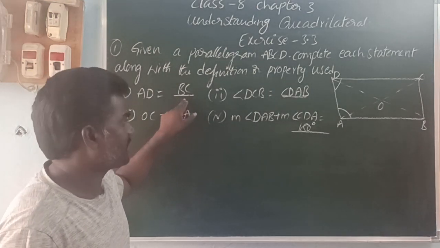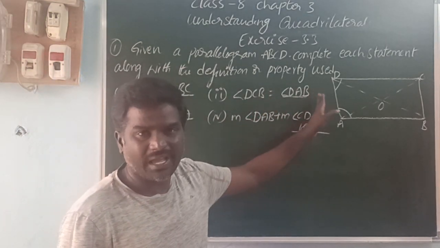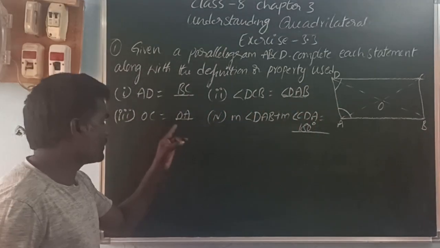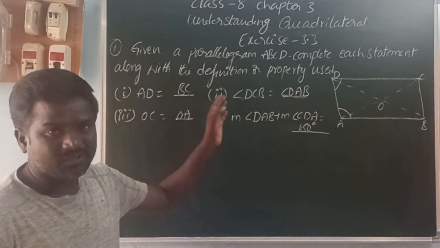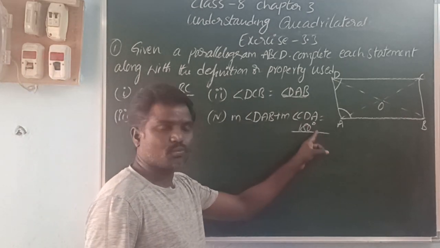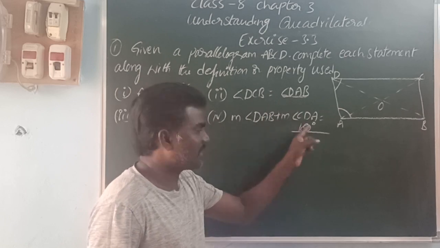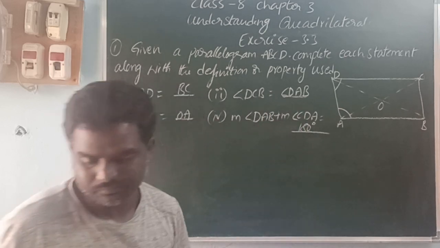So the first one is AD is equal to BC. Why? Opposite sides are equal. The second one is DCB is equal to DAB. Why? Opposite angles are equal. Next, OC is equal to OA. Why? Because the diagonals bisect each other. Next, these two angles are how much? 180 degrees. Why? These two are adjacent angles, and the sum of adjacent angles in a parallelogram is 180 degrees.